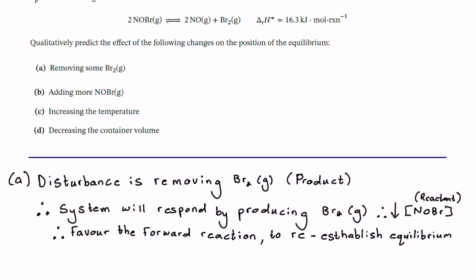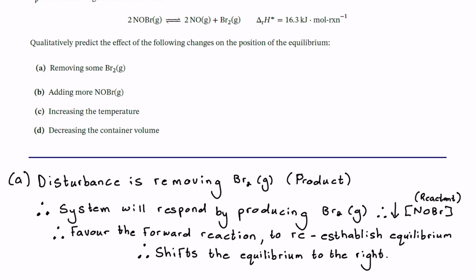Okay, and then just to link to what the question says, qualitatively predict the effect of the following changes on the position of the equilibrium. We say then it shifts the equilibrium to the right. So meaning the equilibrium will shift to the right to re-establish equilibrium.